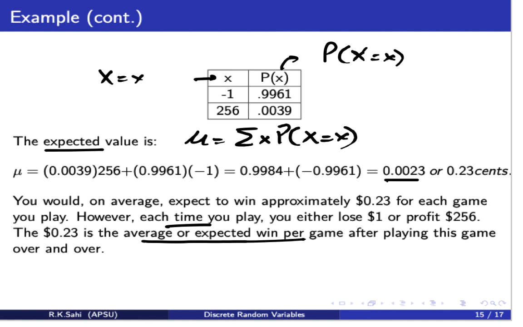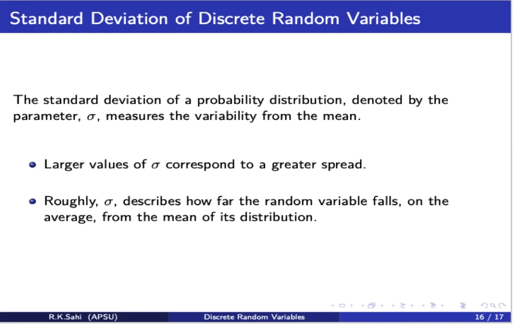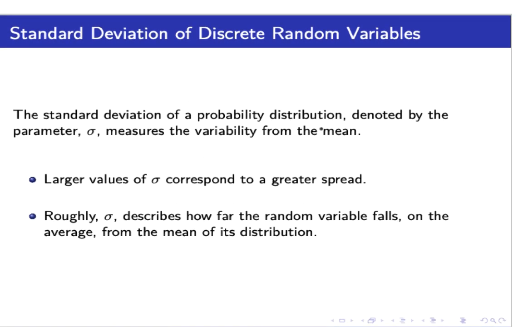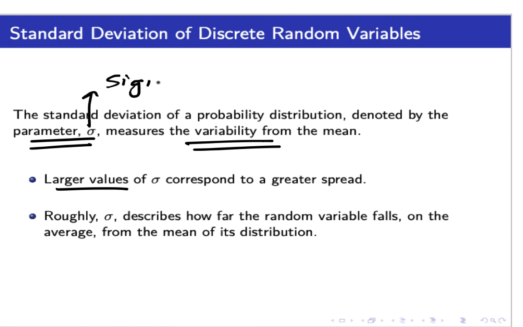Okay, then we talked about standard deviation, remember guys? Standard deviation of a discrete random variable. The standard deviation of a probability distribution, denoted by this parameter, means we are looking at a population. It measures the variability from the mean or the center. So larger values of sigma, guys, this is the way we pronounce this notation, correspond to a greater spread. And roughly, sigma describes how far the random variable falls on average from the mean of its distribution.